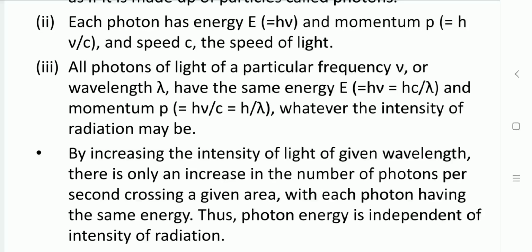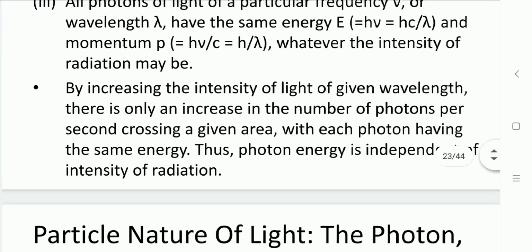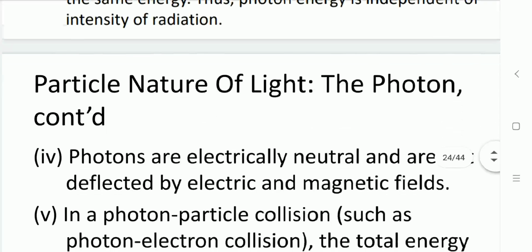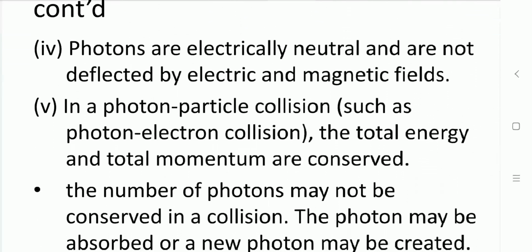Whatever the intensity of the radiation may be, energy and momentum remain constant for the particular frequency and wavelength. If we increase the intensity of the light for the given frequency, there is only an increase in the number of photons per second crossing the given area, with each photon having the same energy. That's why we can say photon energy is independent of the intensity of radiation. These photons are electrically neutral and are not deflected by electric and magnetic fields.